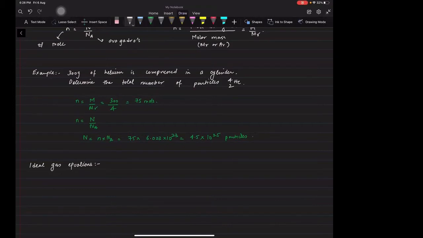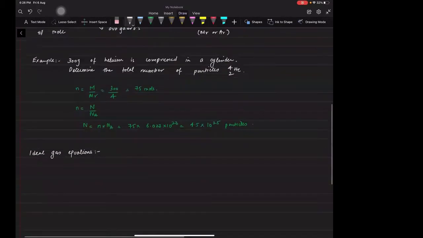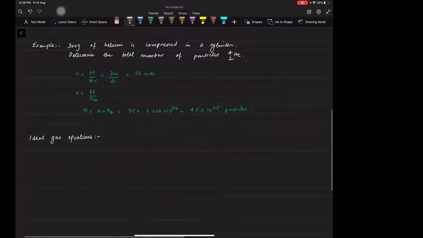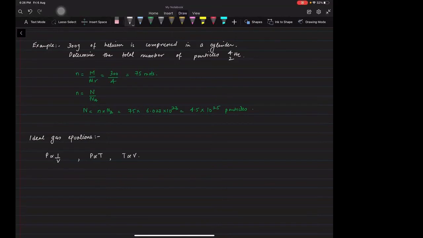Now, 3 equations हमने बचपन में सीखी थी in O levels. First was through Boyle's law, which said that pressure is inversely proportional to volume if temperature is constant. Then we learned that pressure is directly proportional to temperature when volume is constant. Also, we happen to learn that temperature is directly proportional to volume in case that pressure is constant. ये हमने O levels में सीखा था. All right.